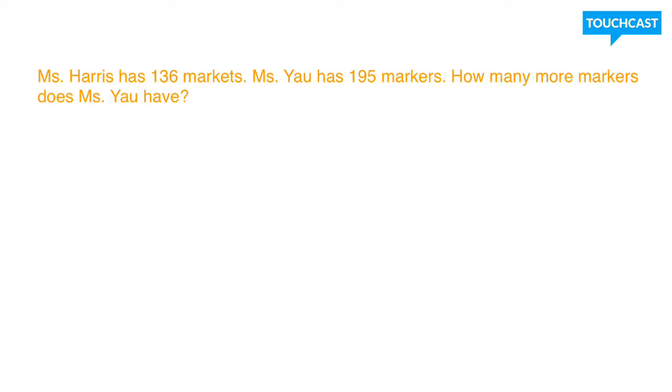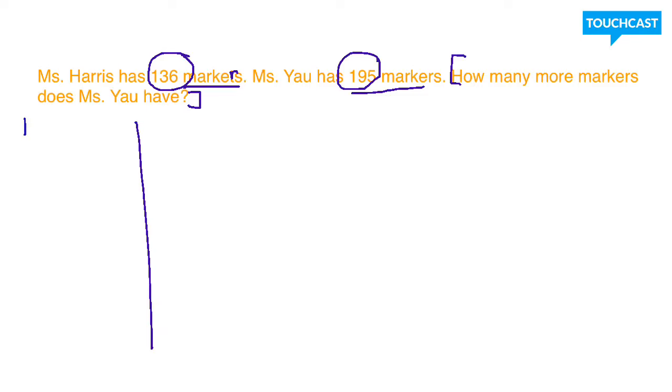Ms. Harris has 136 markers. Oops, it should say markers. Please mark this up as you go along. Ms. Yao, that's me, has 195 markers. How many more markers does Ms. Yao have? Make sure you've marked this up. I'm going to quickly take some notes. You should be doing the same thing on your paper.